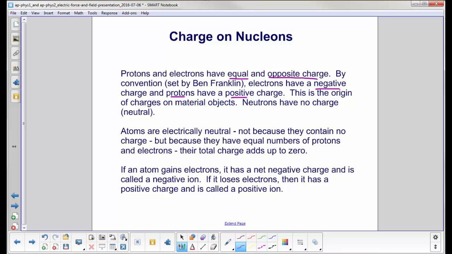Atoms are electrically neutral, not because they contain no charge, but because they have equal numbers of protons and electrons. So if you add up +5 to -5, you get 0. So the total charge adds up to 0, and we call that neutral. However, if an atom gains electrons, it will have a net negative charge, and we will call it a negative ion. If it loses electrons, then it has a positive charge, and it's called a positive ion.